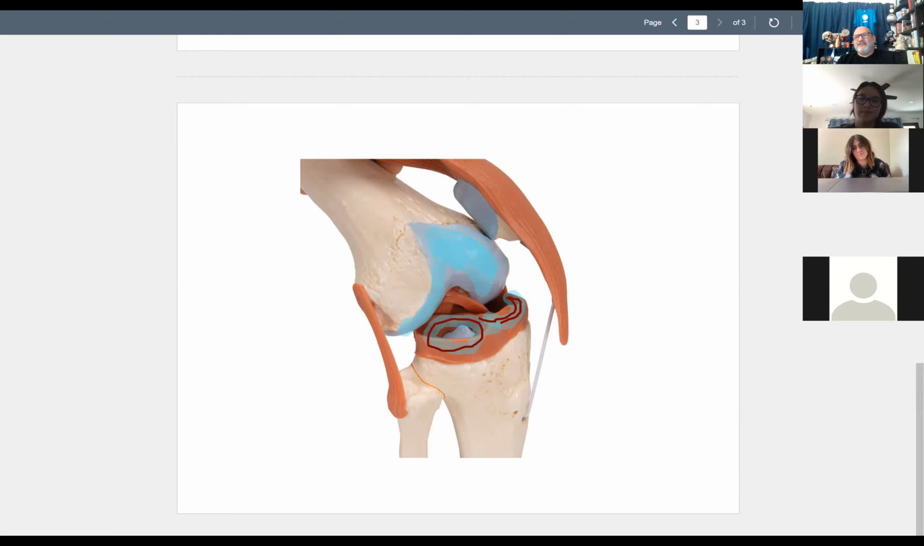Excellent. And this one here that I'm circling in green, which one do you think that one is? Lateral meniscus. How do you know it's the lateral meniscus? Because the fibula is on the lateral side. Fibula is lateral. Excellent. So that tells us that that is lateral. And so the one that is still brown, that would be the medial meniscus.